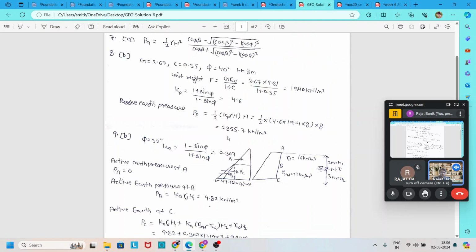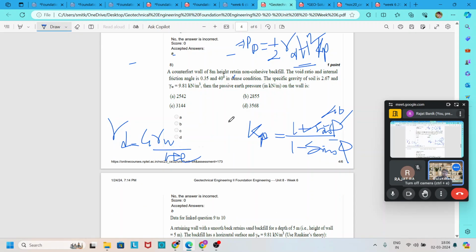Here is the answer: 2855.7 kilonewton per meter. So our correct option is option B. Sorry, option B, 2855.